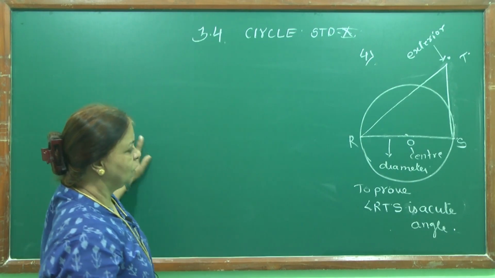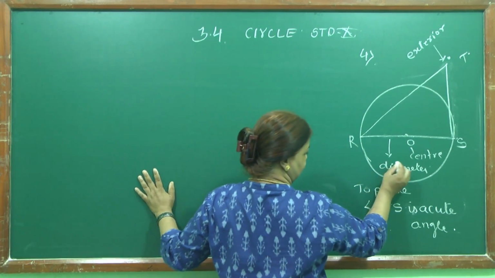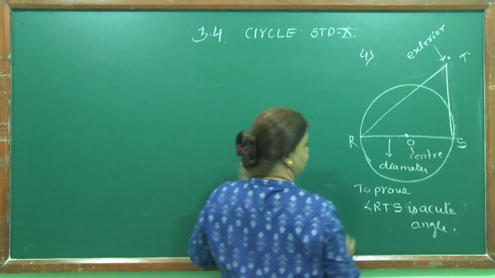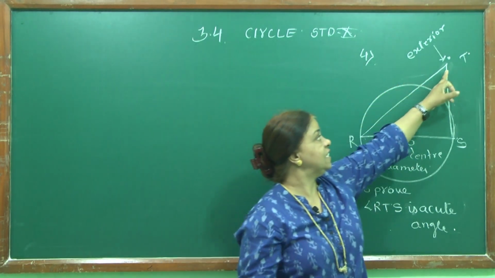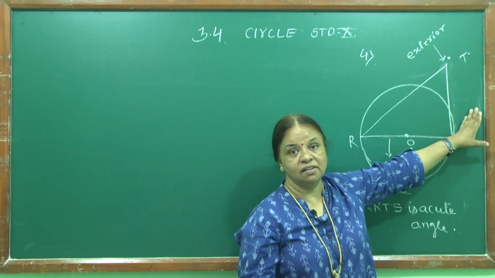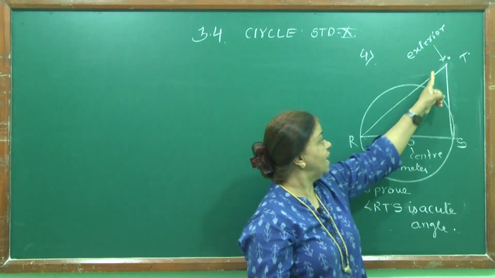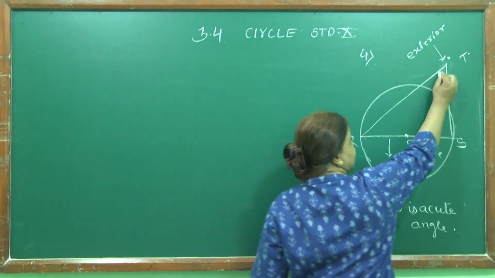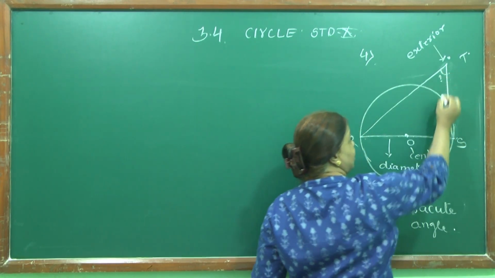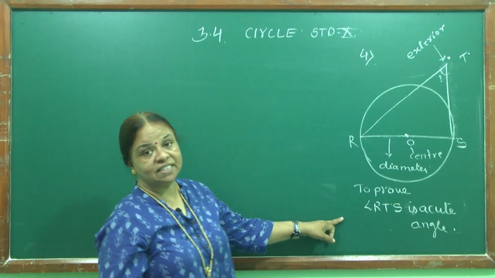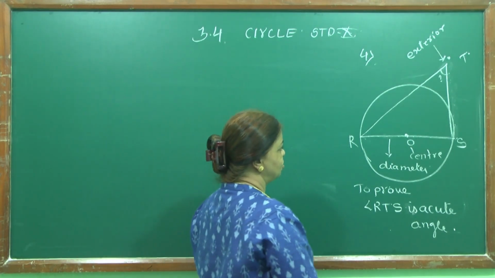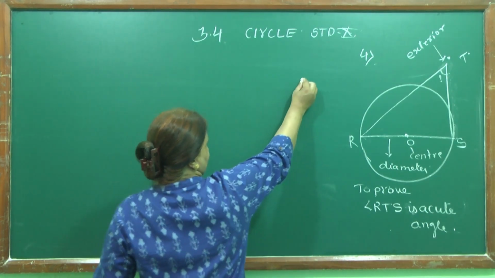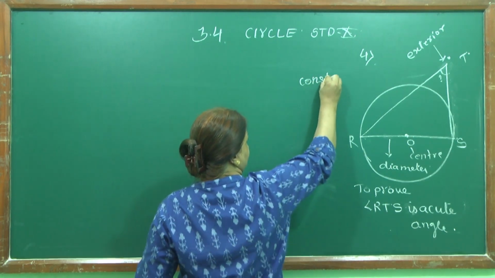Okay, we know that this is a diameter, children. Again, I am discussing with you, this is the diameter, center, point T is lying outside the circle, and we want to prove that angle RTS means this angle is an acute angle. Acute angle means it is less than 90 degree. So let us do one construction.